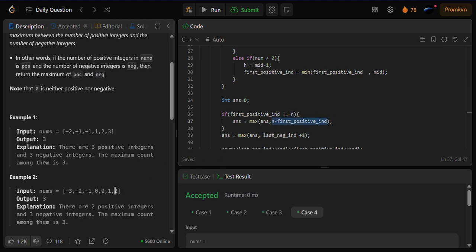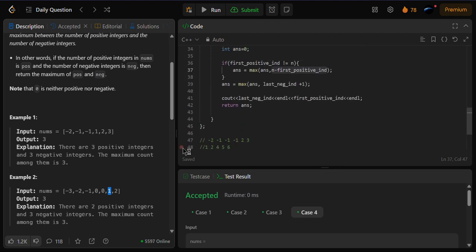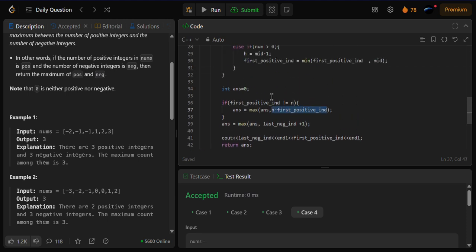So if I am at an index, let's say this is my index, which we found out as 5. I'm at index 5. So n, which is 7, minus 5, so it is 2. So I have two numbers over here. This is simple mathematics. This represents my number of positive numbers. So maximum of 0 and this will be 2.